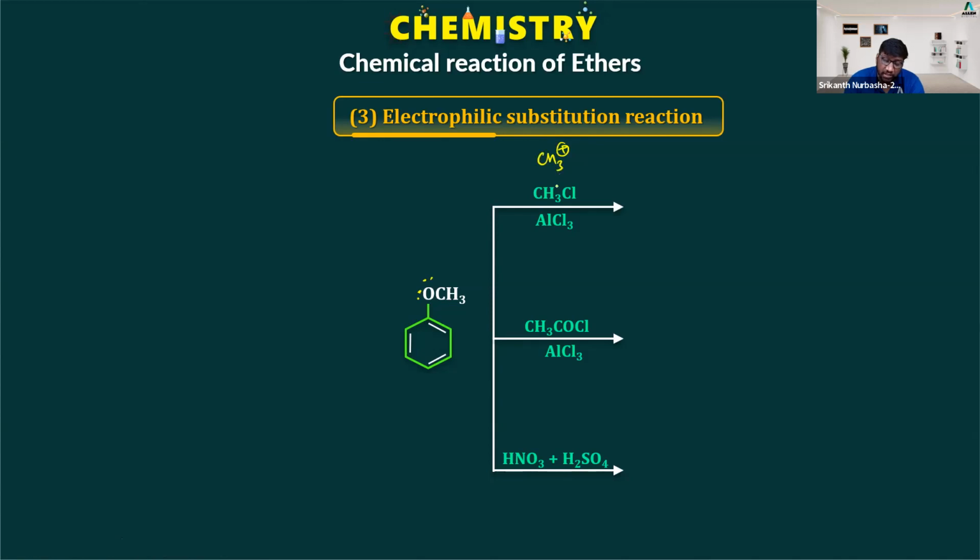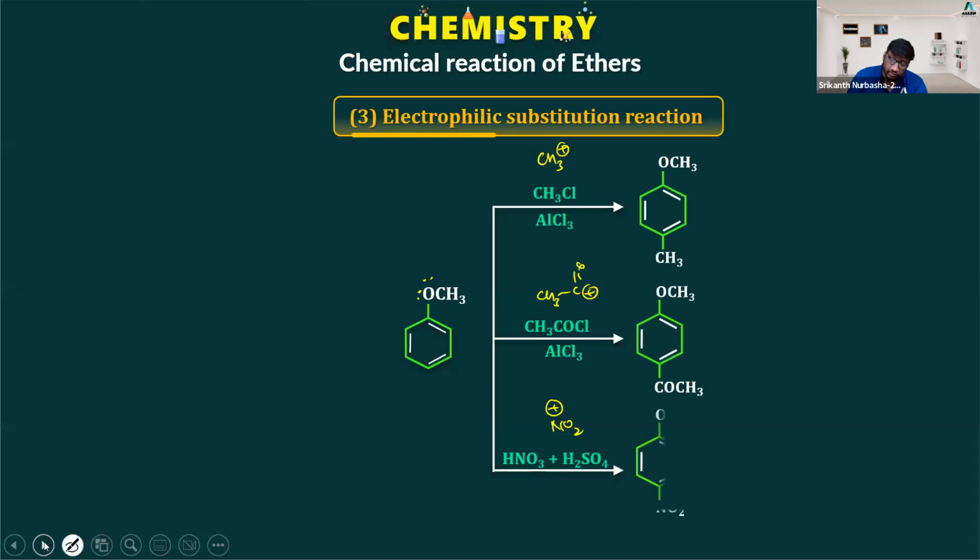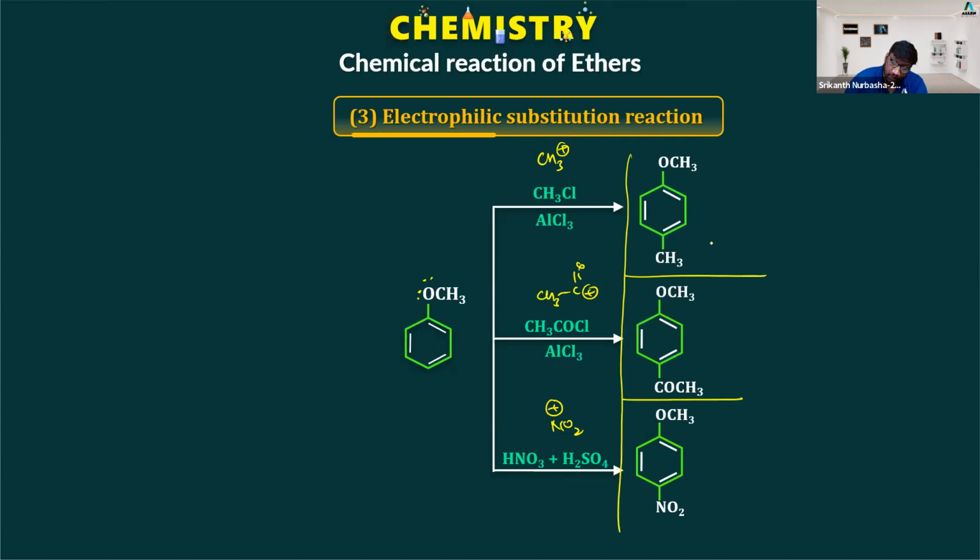So what is the electrophile in the first case? CH3Cl with AlCl3, that is CH3 plus. Second case, CH3C=O plus. Third case, NO2 plus. So we have the electrophile substituted at the para position in all three cases. These are the respective compounds obtained. Is that clear or not? On the para position, the electrophile is simply substituted because OCH3 is an electron donating group.